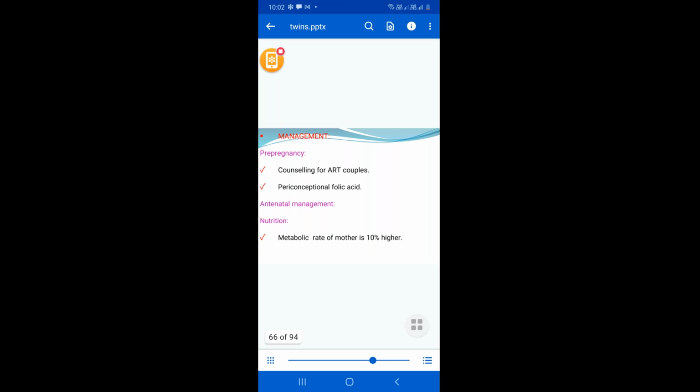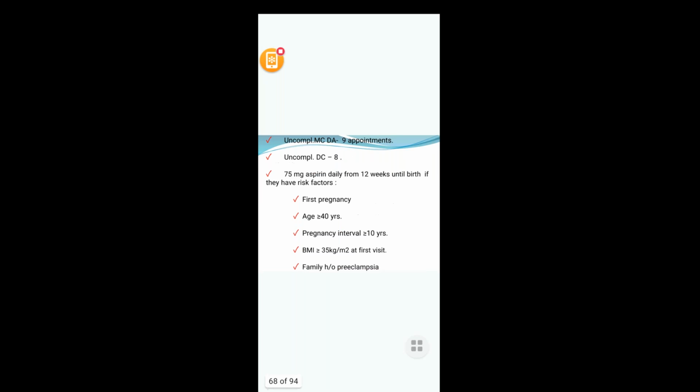Antenatal management, nutrition. Nutrition should be doubled, because the metabolic rate of the mother is usually 10% higher than in a normal pregnancy. Daily recommendation of calorie intake should be increased to 40 to 45. You need to suffice both the fetuses. The diet should be 3 meals, 3 snacks, because of more chances of gestational diabetes. Frequent antenatal visits should be explained. In uncomplicated monochorionic diamniotic pregnancies, it is 9 appointments. If it is uncomplicated dichorionic, it is 8 appointments, which is like a normal pregnancy.